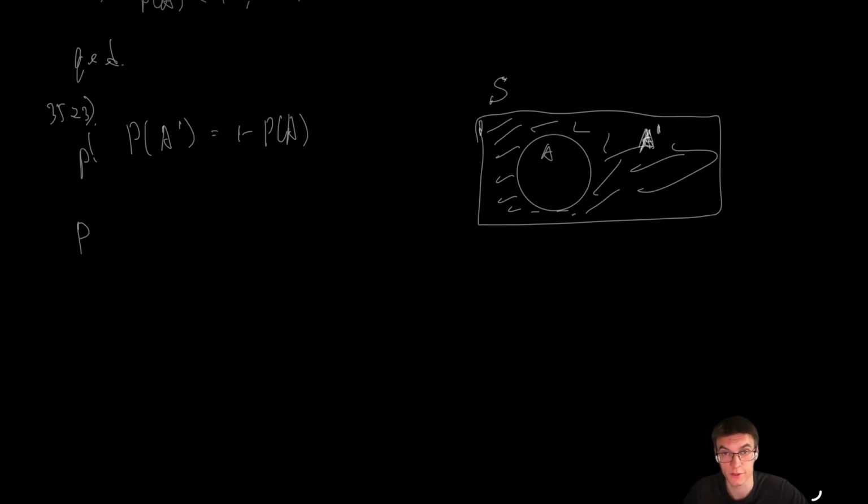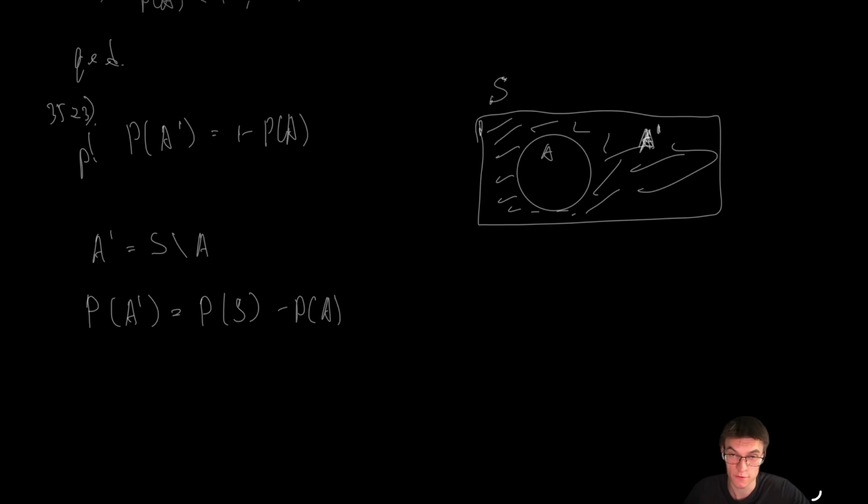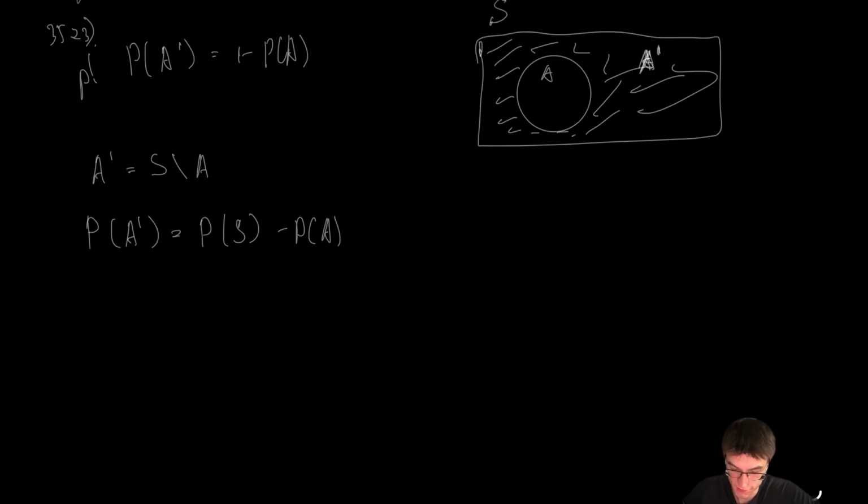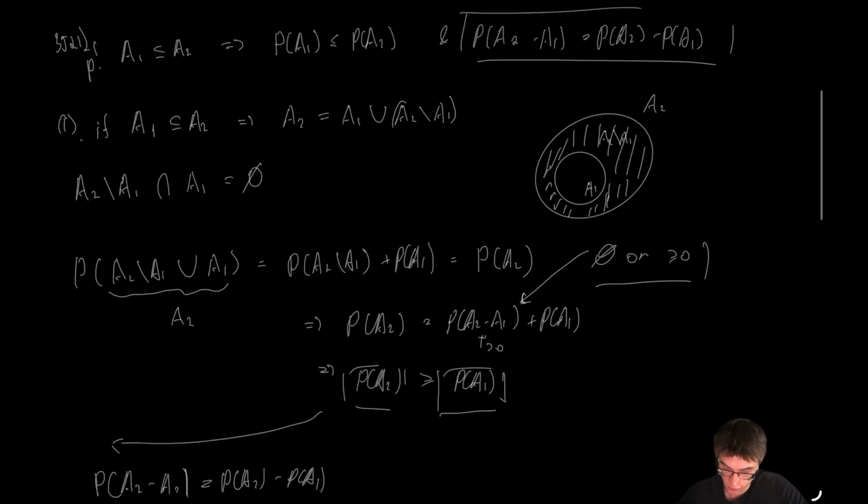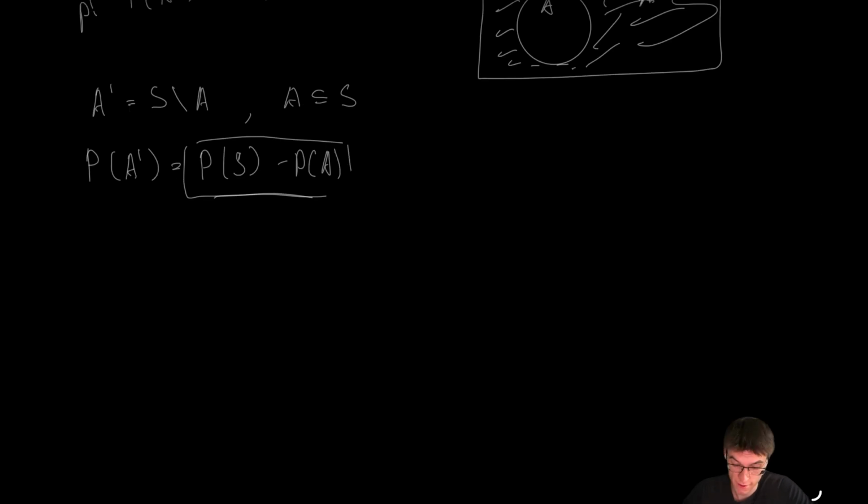Those two events are mutually exclusive. Event A prime is S minus A. So you can say that A prime is S minus A, and event A is actually inside the event S, the sample space. Based on our previously proved problem, this should be the exact same thing here: P of S minus P of A, which is P of S minus A. And that's pretty much it.